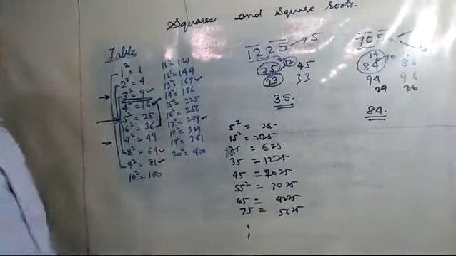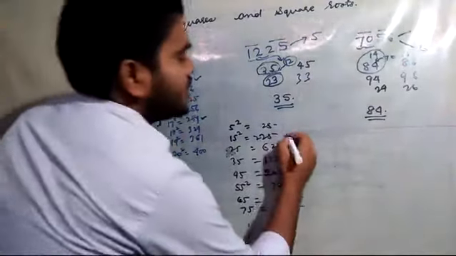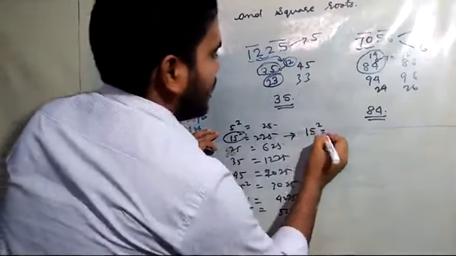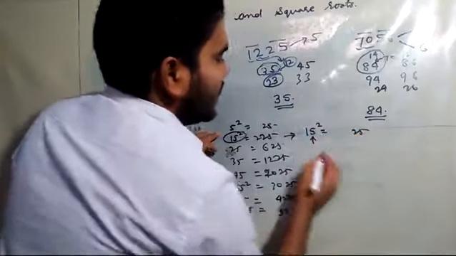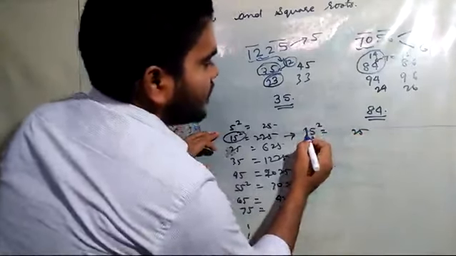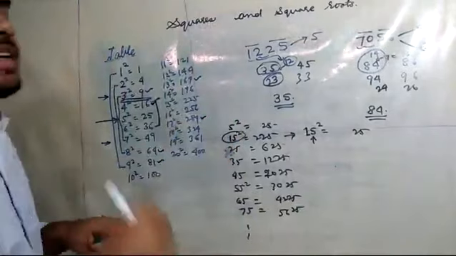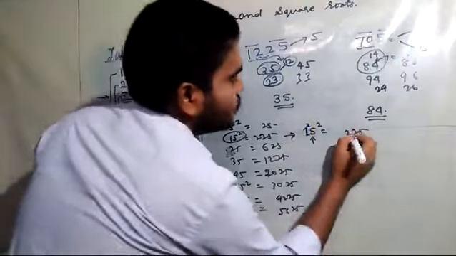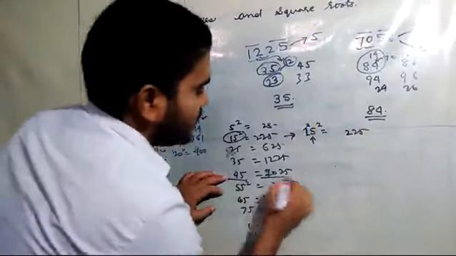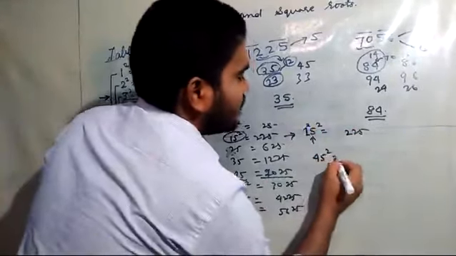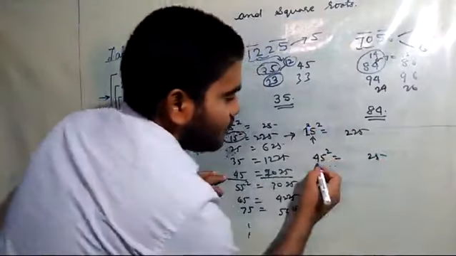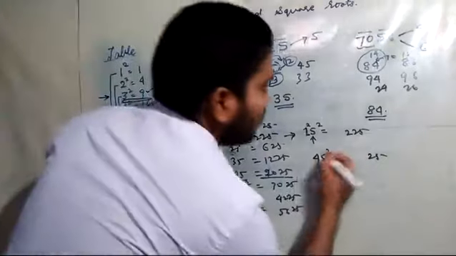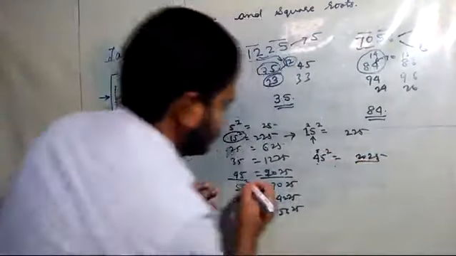Now how am I writing this so fast? The only trick here is, see here, 15 square I am writing. Unit place is squared, 5 square is 25. Then what is the number left here? 1. 1 will be multiplied with the next consecutive number. We have the next number 2. 2 into 1, 2. Now if you see 45 square, 5 square is 25. 4 will be multiplied with the next number, that means 5. 5 into 4, 20. So you got the answer.